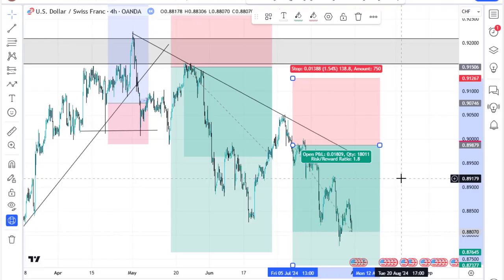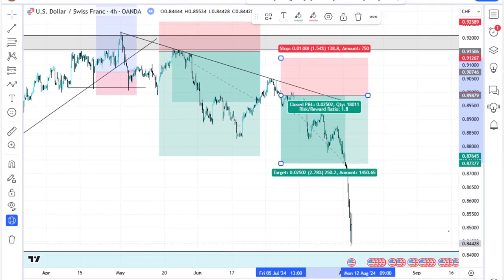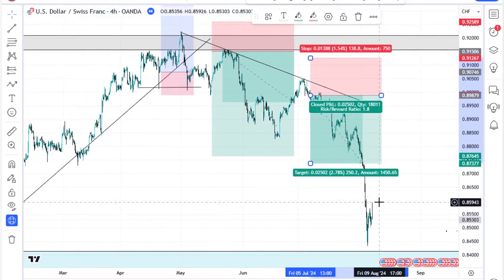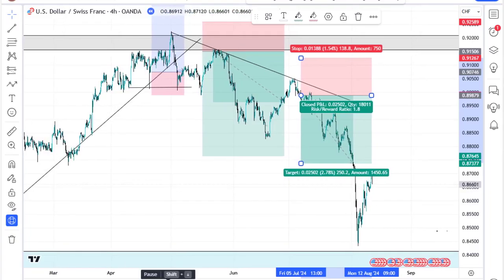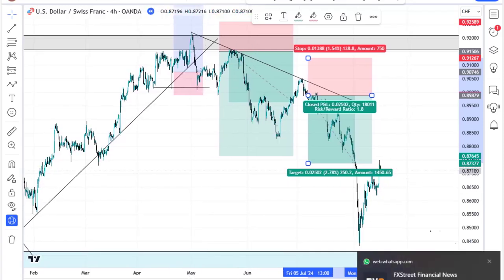So basically those are some of the things that you can add to your trading arsenal to increase your win rate and all of that. Now you see that as price comes down, we are already aware that we have a key zone below, right?